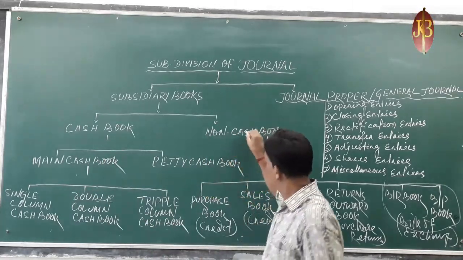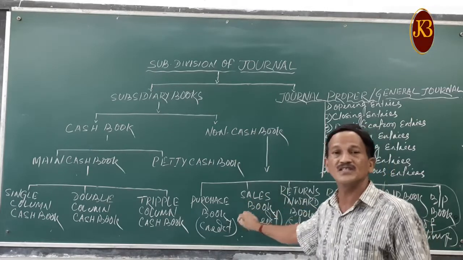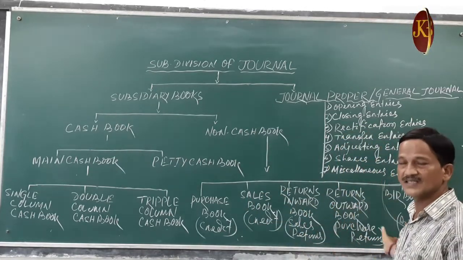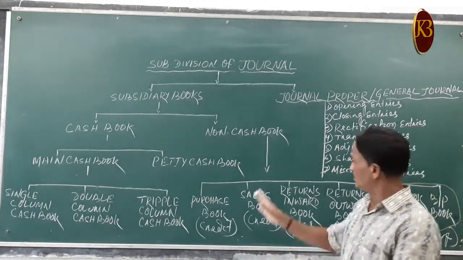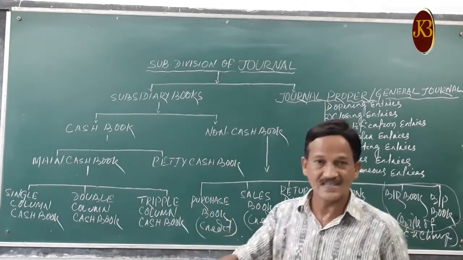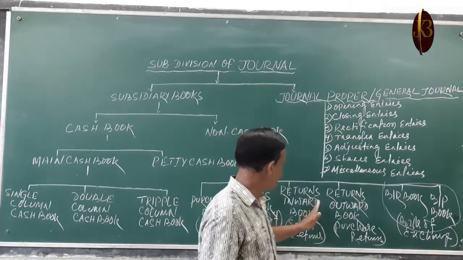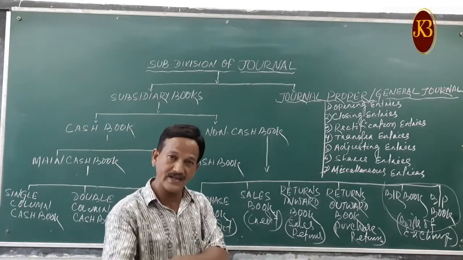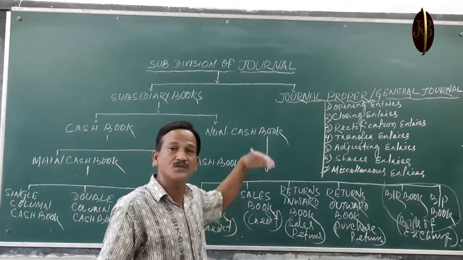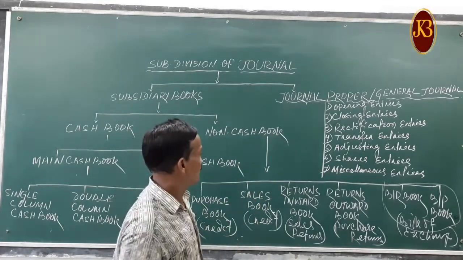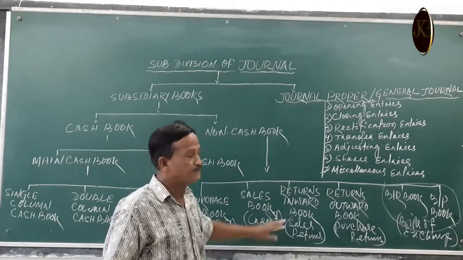Likewise, the non-cash books: purchase book, sales book, purchase return book, sales return book, bills receivable book, bills payable book. All those books are not separately recorded in the journal entries. The transaction is recorded in the books, and from this book it is posted to the ledger account. From the ledger account it is transferred to the trial balance for preparing final accounts. So this is non-cash book.